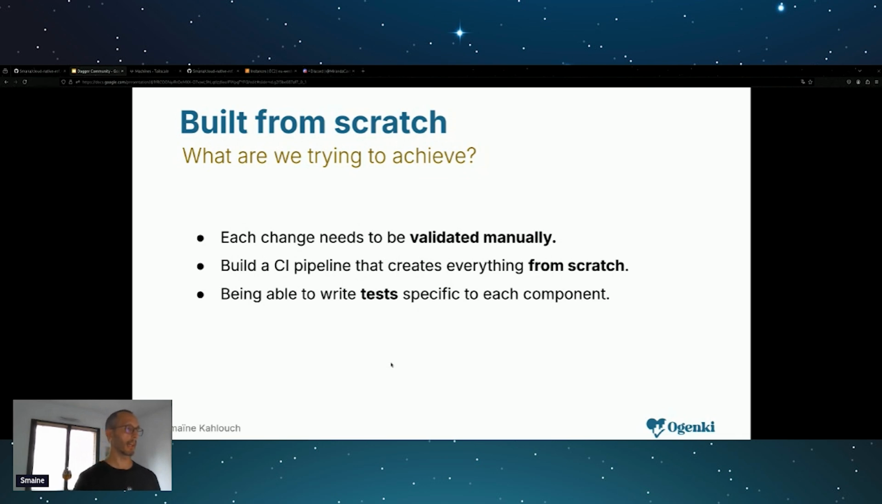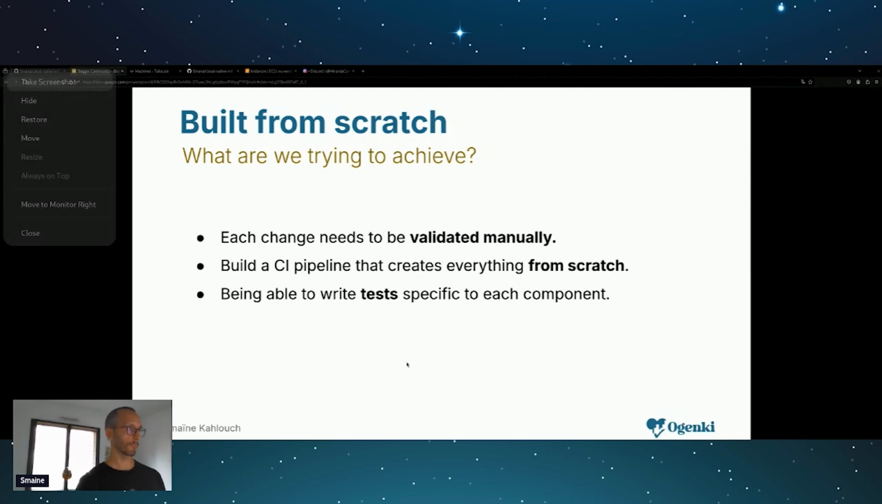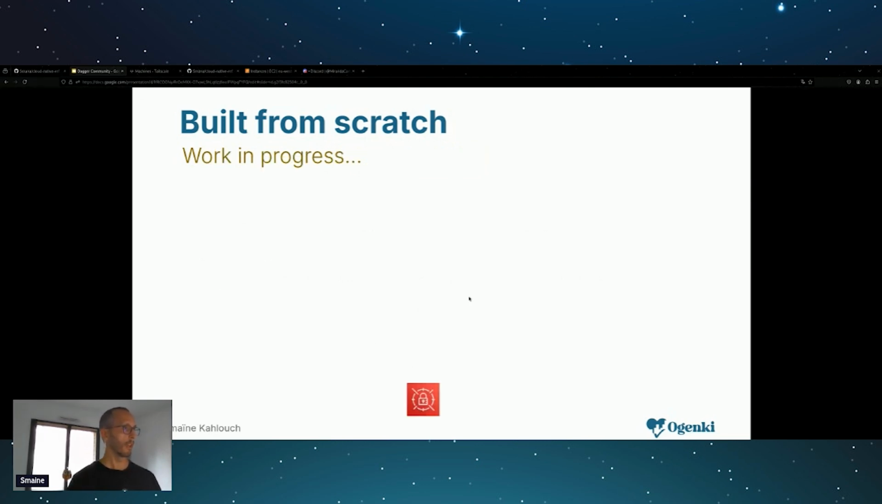And previously, I needed to do many manual tasks, and so the ultimate target will be at the end having a CI pipeline that runs tests after the infrastructure and the components have been deployed, and runs many tests on each component. This is the target.